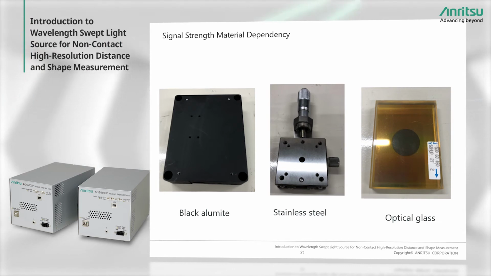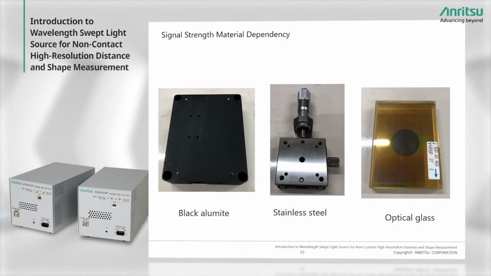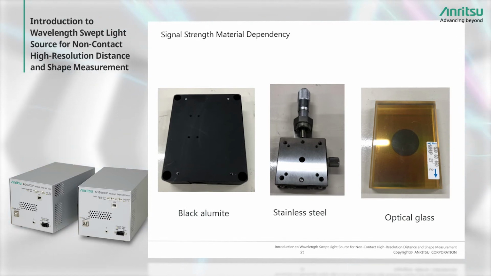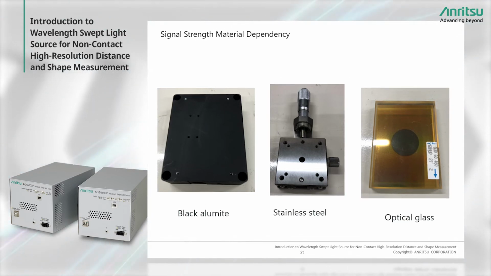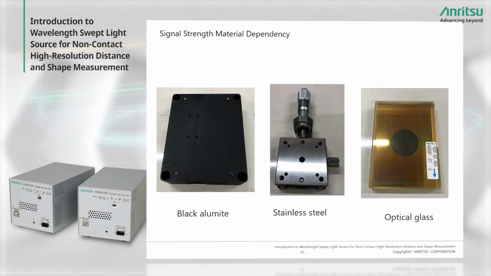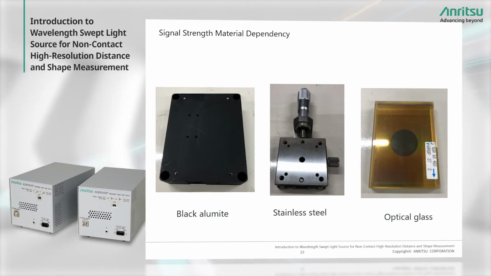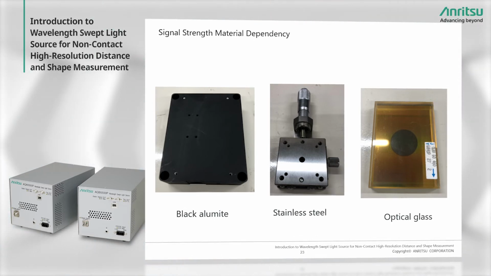Let's look at how much the reflection effect changes with actual materials. First, the picture on the left is the optical material black alumite, followed by polished stainless steel, and then by optical glass with an extremely precise surface accuracy. We estimated the degree of accuracy when measuring the distance to these materials.